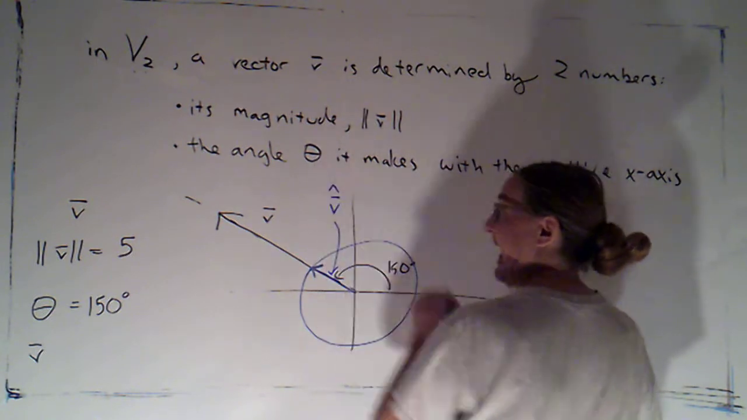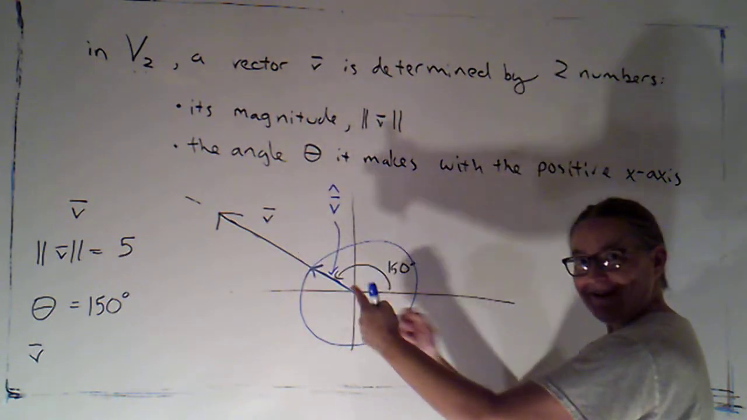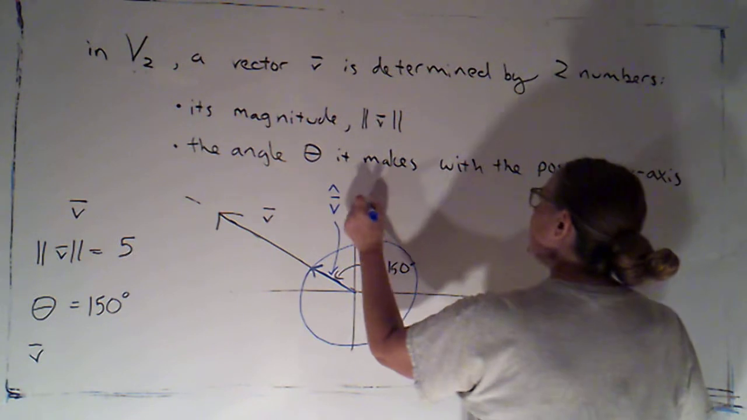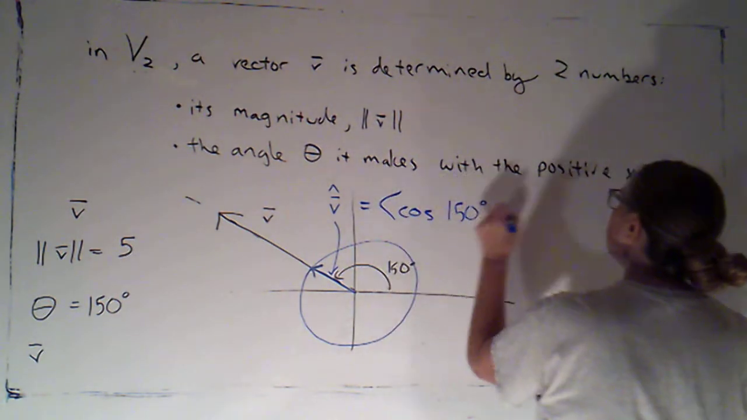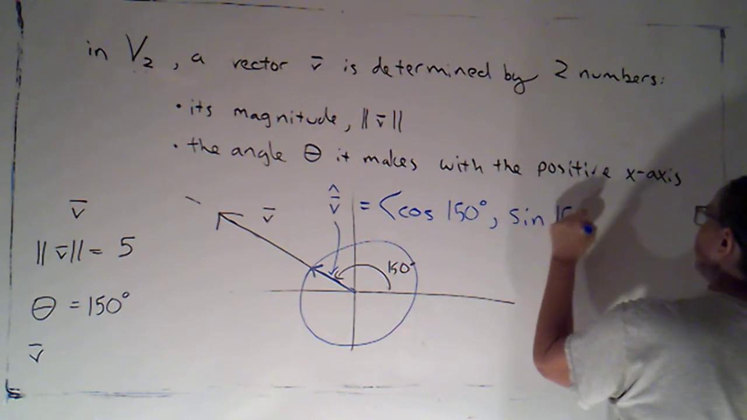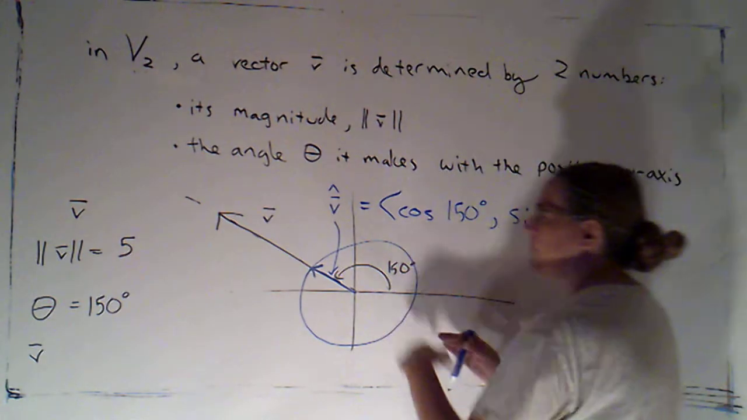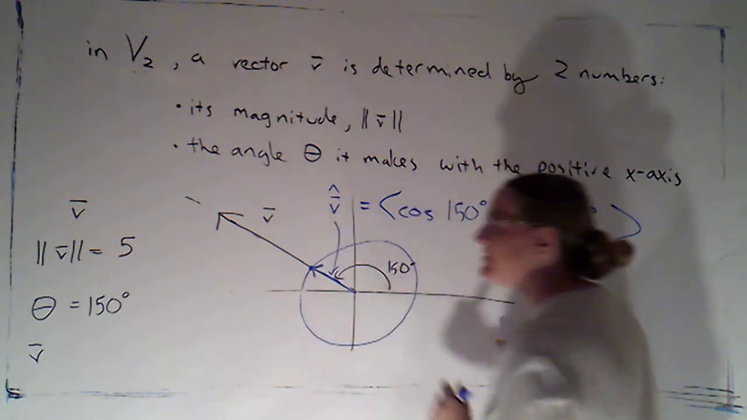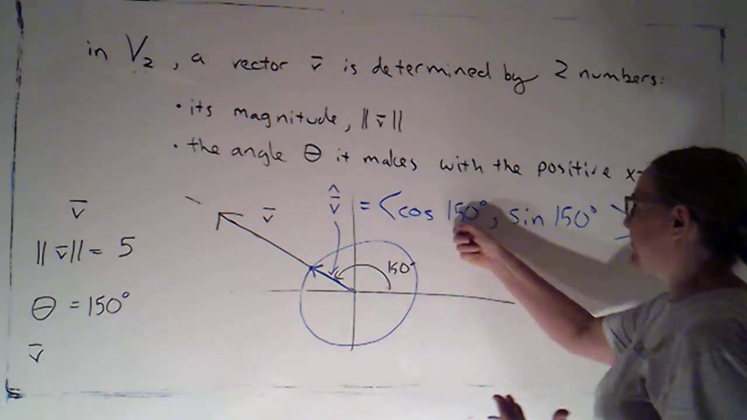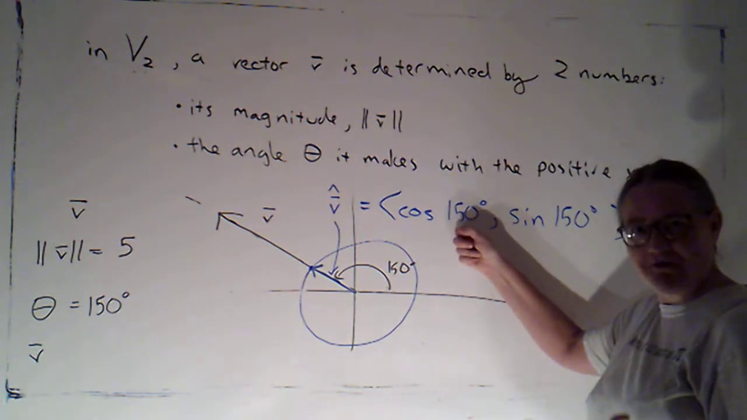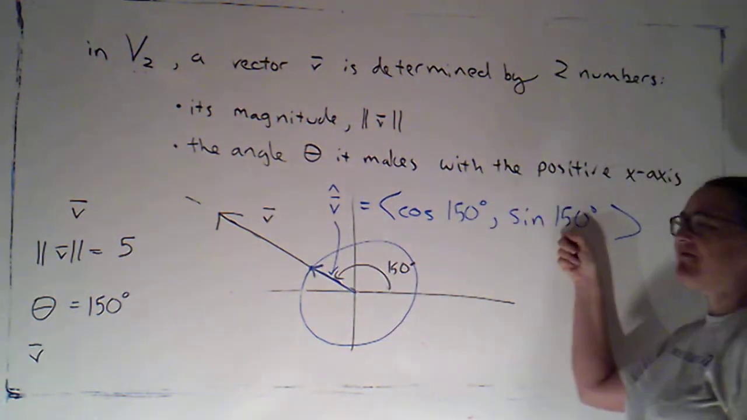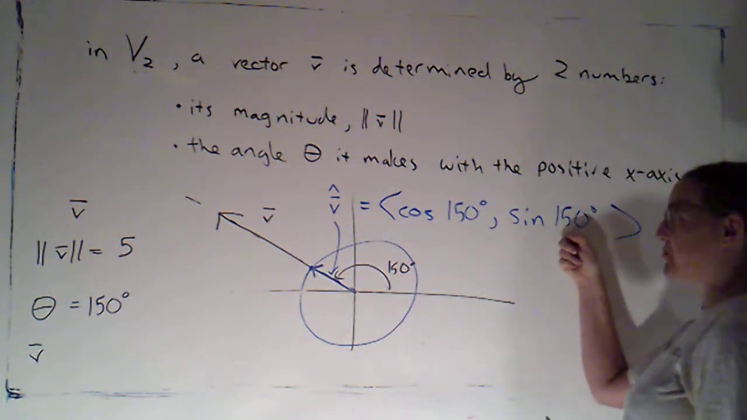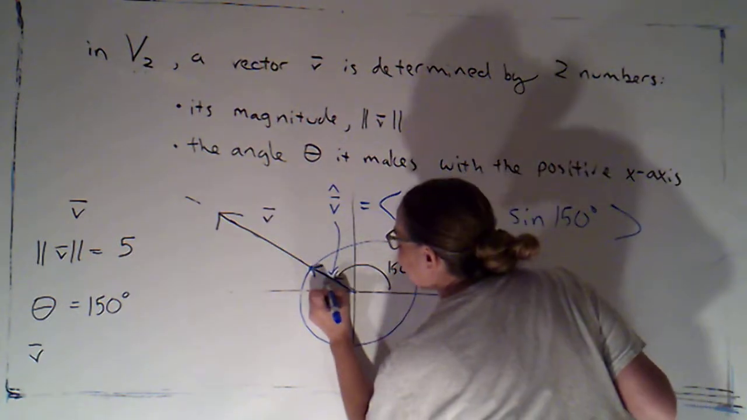This would be v hat. That's v normalized. I've shrunk it so that its length is 1. But I know that that's just going to be cosine of 150 degrees, sine of 150 degrees, because it's pointing to this point on the unit circle. And the x value of a point on the unit circle is the cosine of the angle that corresponds to that location, and the y value is the sine. Pretty cool.